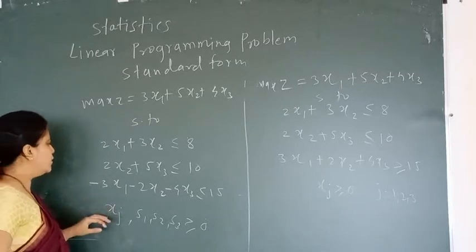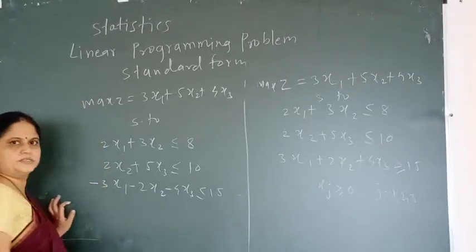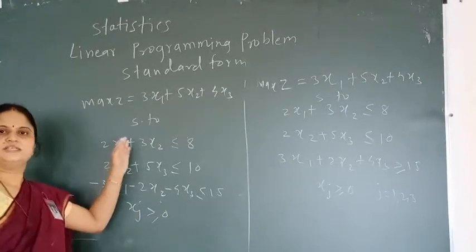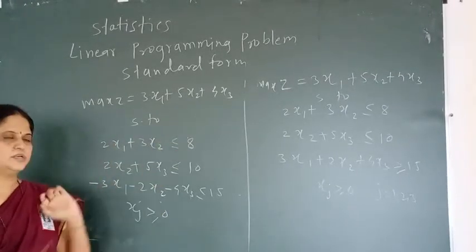And over here no need of adding slack or surplus variable. So xj greater than or equal to 0. That is my canonical form for the given problem.